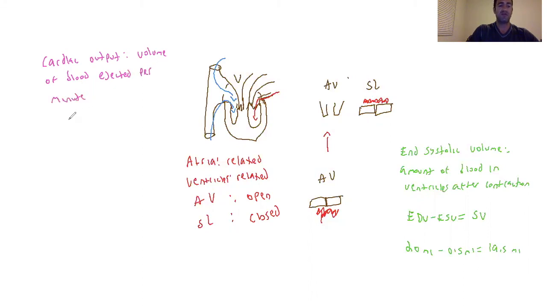And the formula for that is going to be CO equals SV times HR. HR is heart rate. You won't be asked to do any calculations, but you will need to know the formula. All right, next up is going to be ECGs.